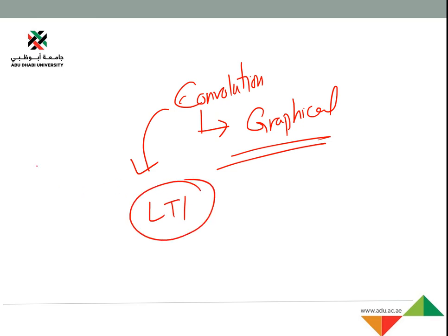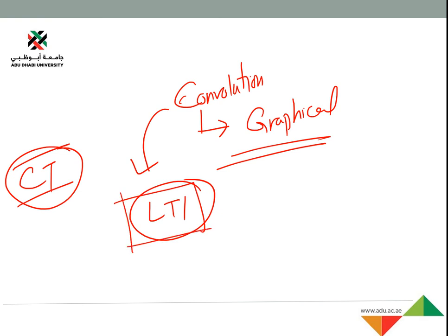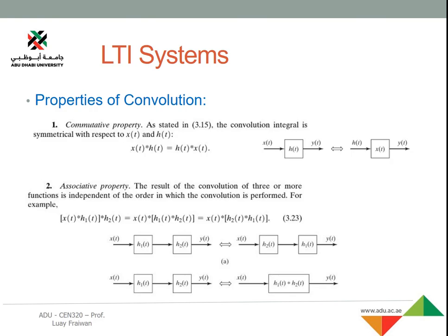Remember, in chapter 2 we learned the properties of the continuous time system. Now we are going to focus on the properties of the linear time invariant system. So our system is already invariant, our system is already linear. We are going to check the other properties of the system. That is the focus of this part of the lecture.